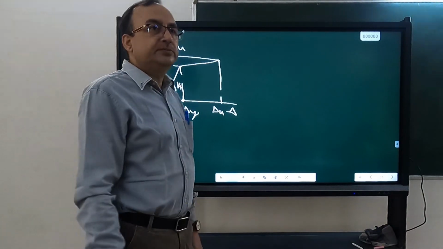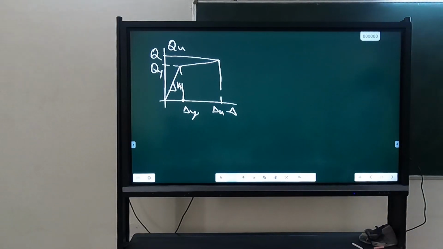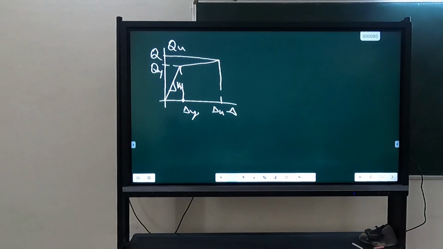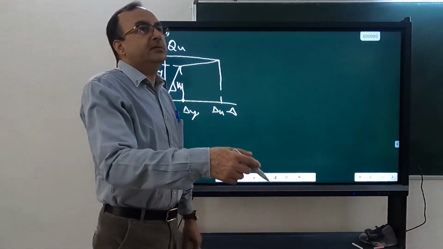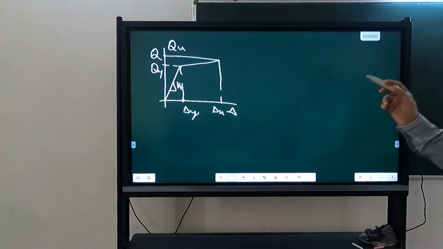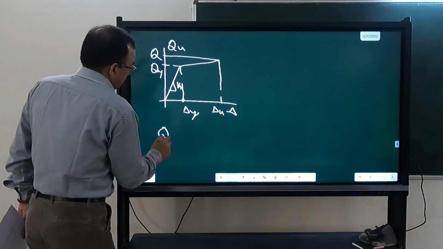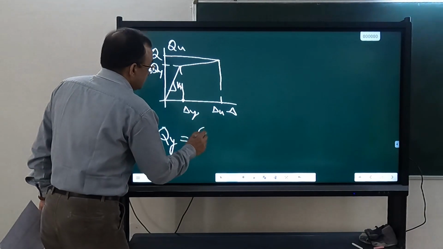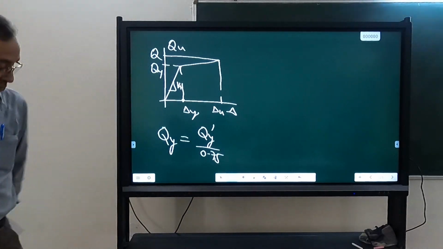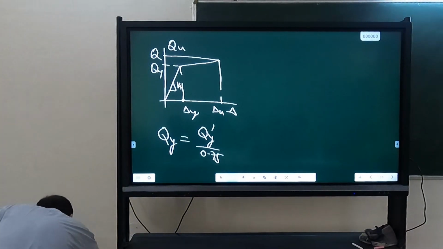How will you get delta u? Ductility is already given. The ductility ratio, the ratio of delta u by delta y, is given in the question. That will give you delta u. How will you get Qu? Taking ultimate strain in place of yield strain. And Qy will be Qy dash over 0.7. We will use approximately the same.